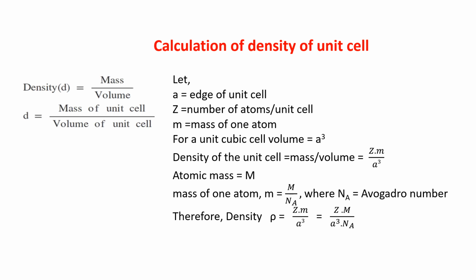Now mass is equal to Z, the number of atoms, into m, that is the mass of one atom. If Z is 1, then 1 into m. If it is 4, then 4 into m. If it is 2, then 2 into m. So Zm by A cube, mass by volume. Now atomic mass is equal to capital M. So mass of one atom, small m, is equal to M by Avogadro number, Na. Now just replace this m. So density rho is equal to ZM by A cube into Na, where Na is the Avogadro number.